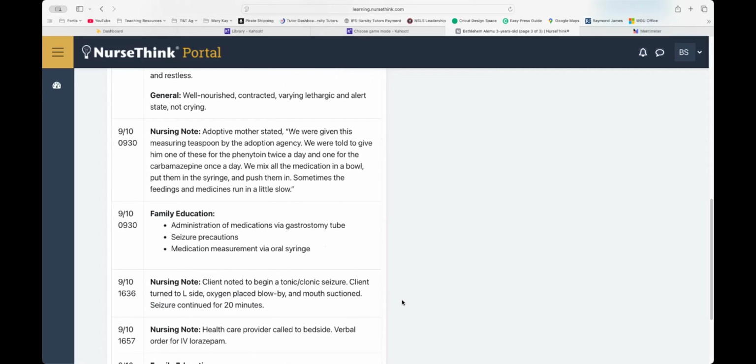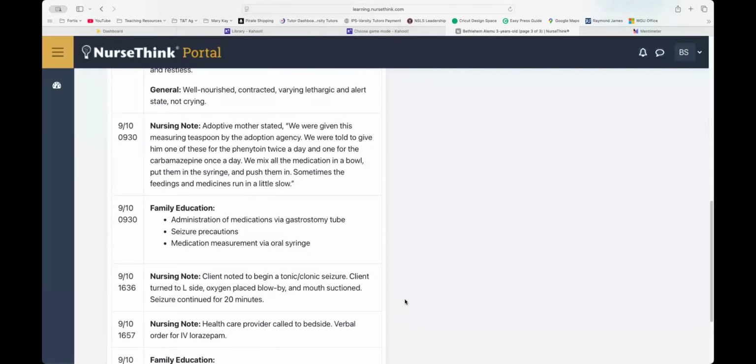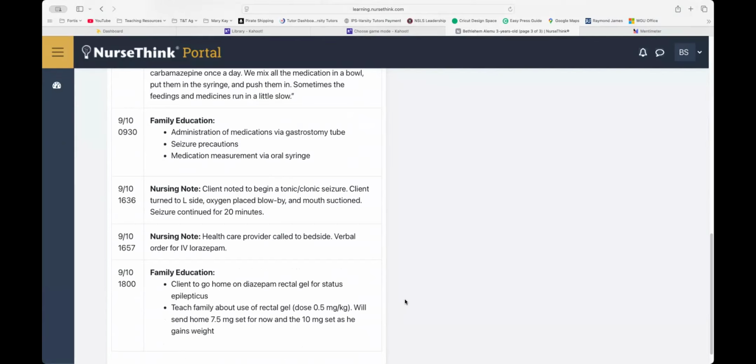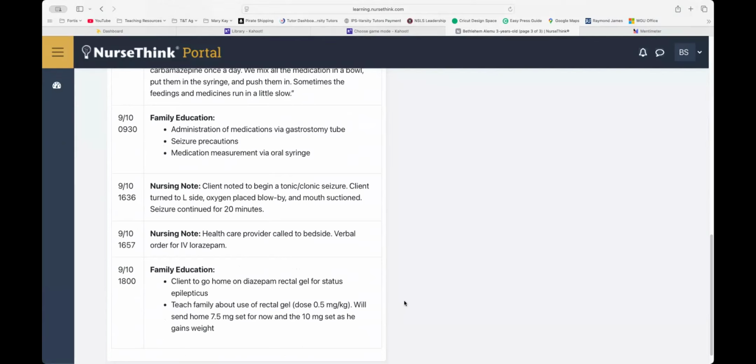So we get our healthcare provider to the bedside and we get a verbal order for IV lorazepam. We are going to teach parents how to deal with this if it happens at home. At home, we don't have IV medications that we can give. Obviously, we can't give oral medications during a seizure. So we are going to send them home with diazepam rectal gel to prevent going into status. We're going to teach them how to use it, and when to switch to the next higher dose as he gains weight. So we want to make sure that we're titrating based on his weight.